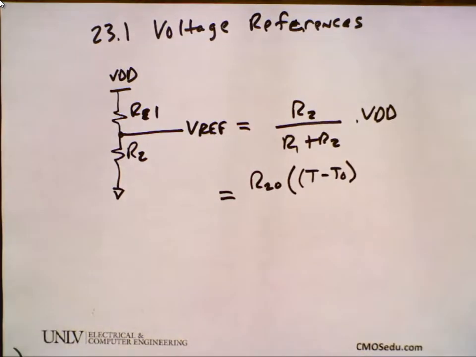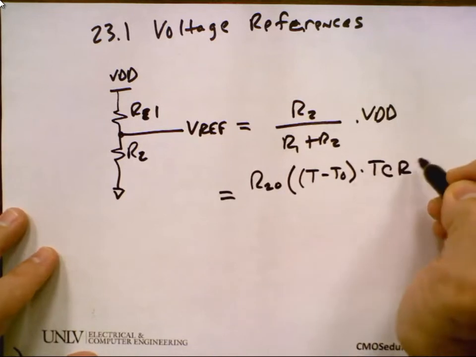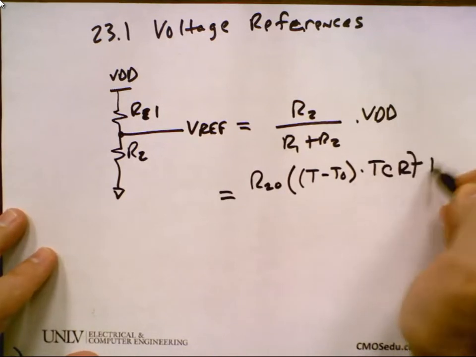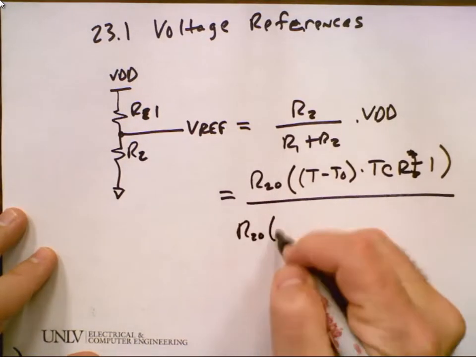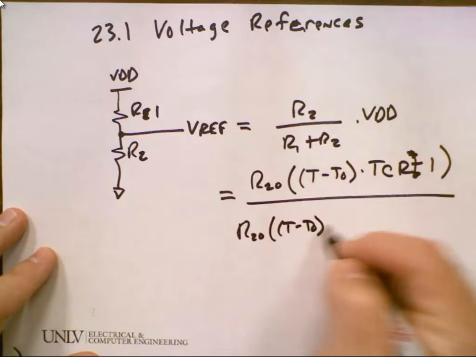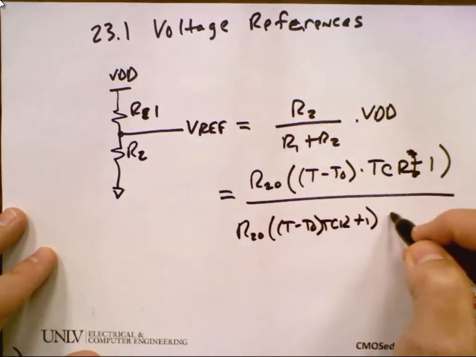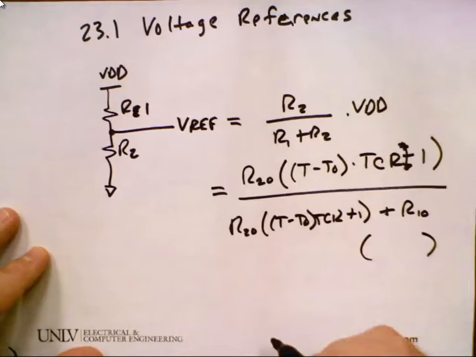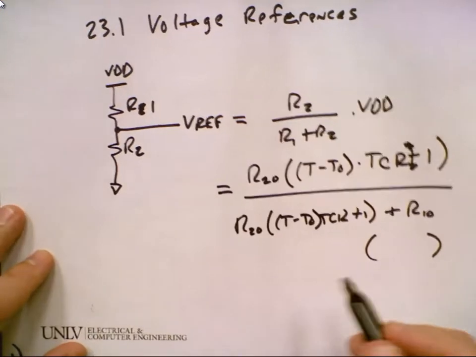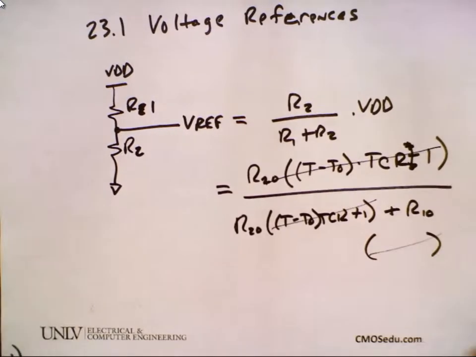So what was the equation? Times TCR plus 1. And we do that for the other ones, R20, T minus T0, TCR plus 1, R plus R10, same thing. And what do you notice with regard to the temperature? Yeah, it goes away, and so it's independent of temperature.